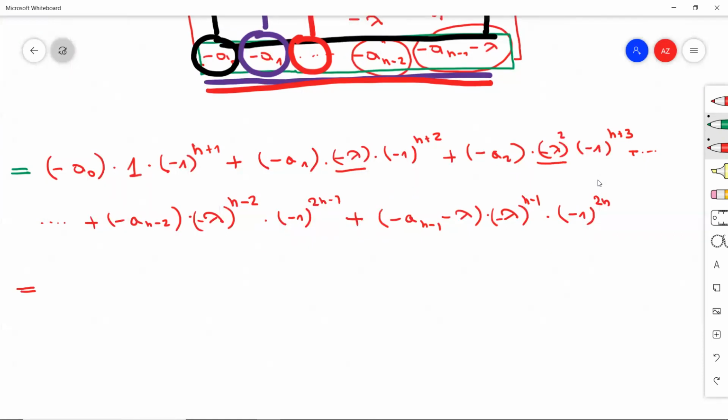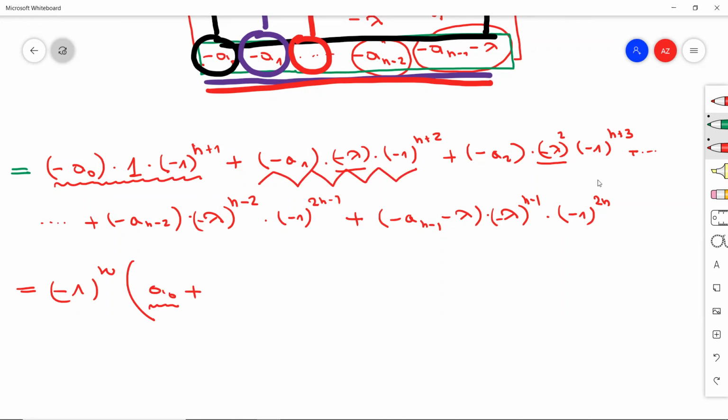If we factor out -1 to n, what remains from the first summand? So we have here -1 to n plus 2. So -1 to n plus 2 is just -1 to n. So we can forget about -1 squared because it's 1. So a0 remains. So this is from the first factor. Then we look at the second factor. What remains is, so here we have -1 to n plus 3. We can forget about 2. So we get -1 to n plus 1.